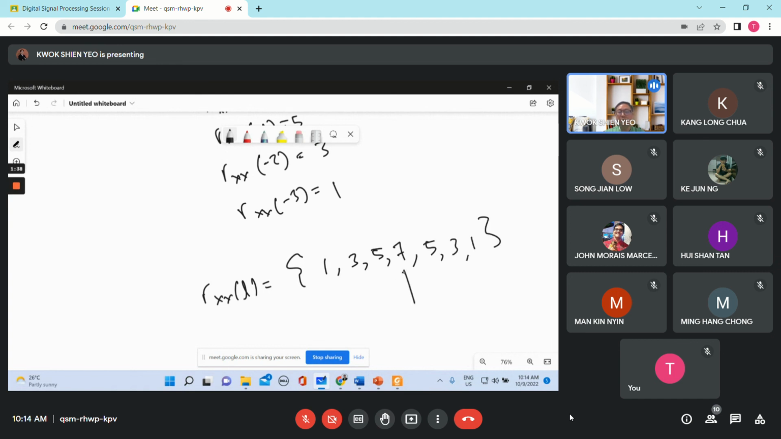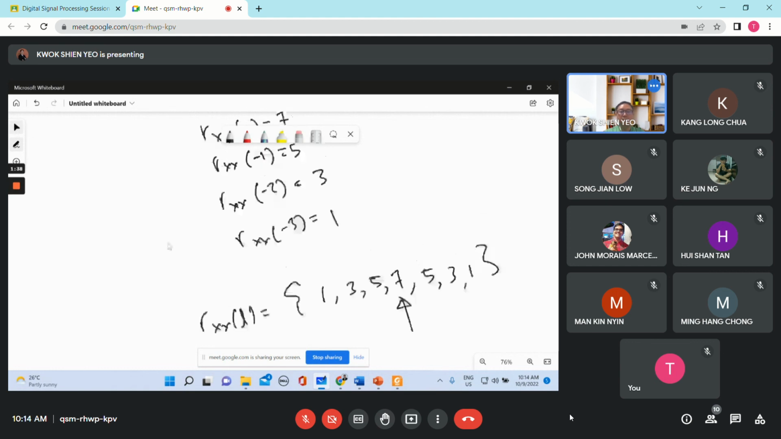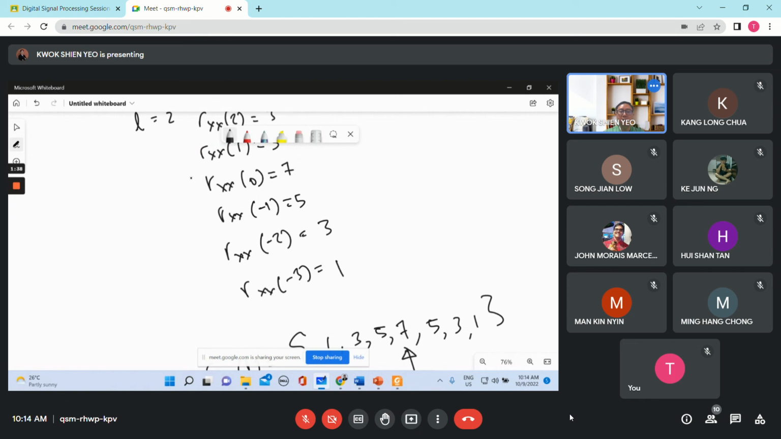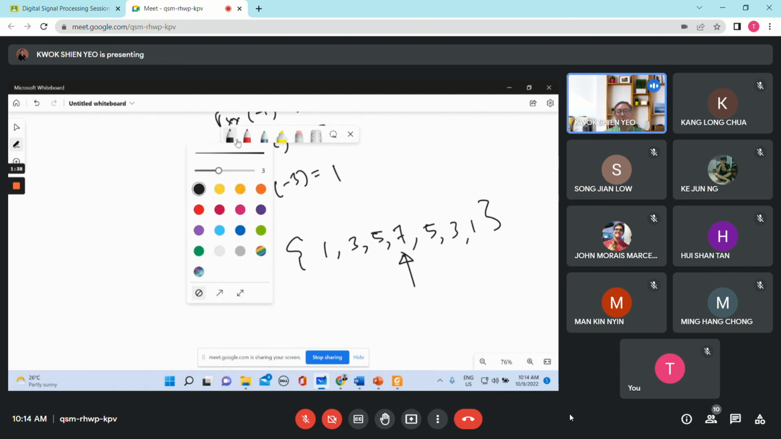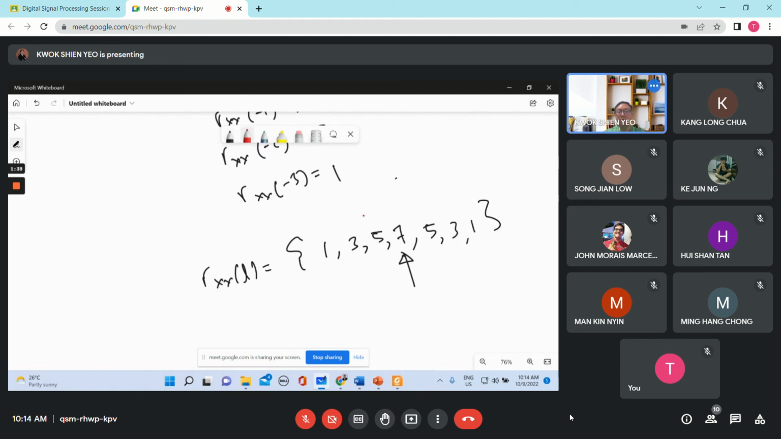Right, this is the origin. Okay, 7 is the origin here. All right, so what are the implications from here? What can we understand? What is so great about these numbers? Why do I need to do autocorrelation, and I get this bunch of numbers? What does it tell me?